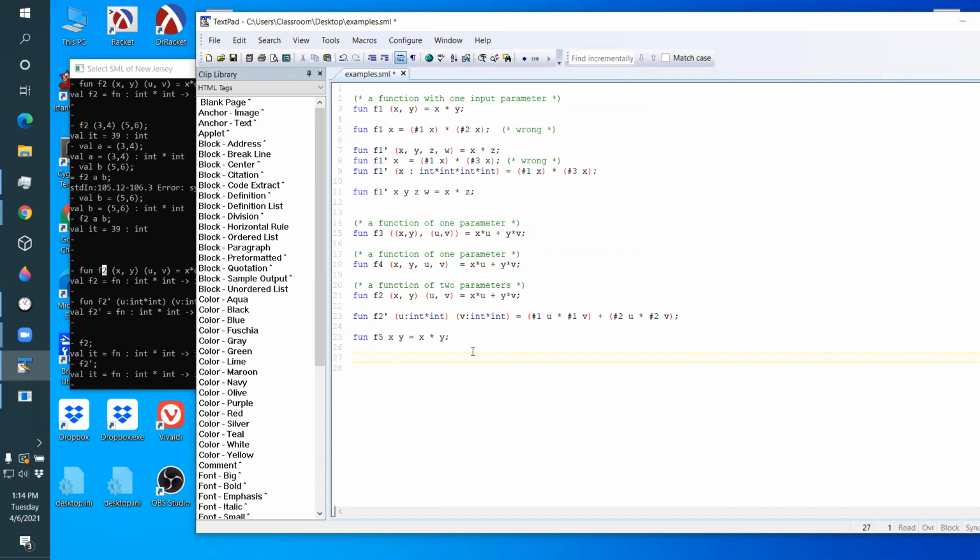So ML, you can think of ML as almost having 2 kinds of functions, tupled functions and curried functions, but occasionally you'll hear people say that. You could have a tupled function or a curried function. See, the tupled x y or the curried x y. So this F5 is the tuple version of the product of x and y. This is the curried version of the product of x and y. But that's not a good way to think about it. Don't think that there's 2 kinds of functions, tupled functions and curried functions.